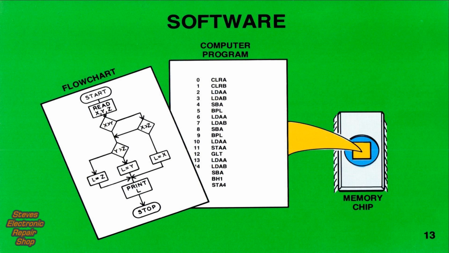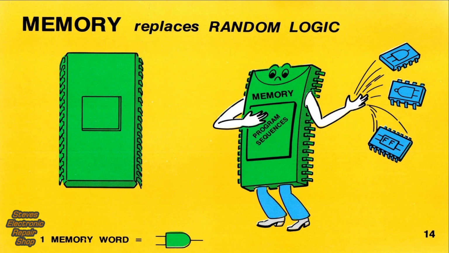In essence, the brunt of microprocessor design is the development of software. Software consists of flowcharts and computer programs. These programs are written by the designer and are then loaded into special memory chips where they're stored. The program has the power to produce functions previously reserved for logic elements. Therefore, in the microprocessor-based system, memory replaces random logic by storing program sequences.